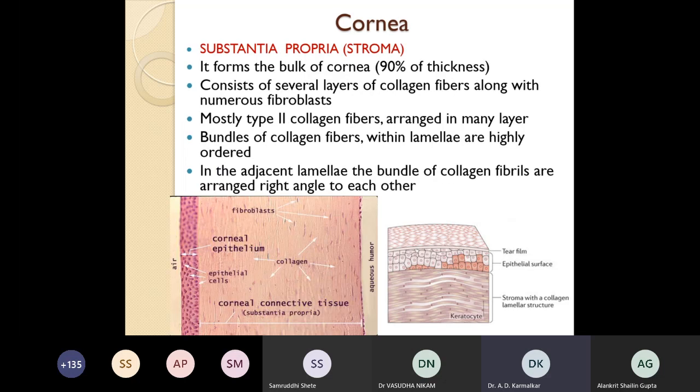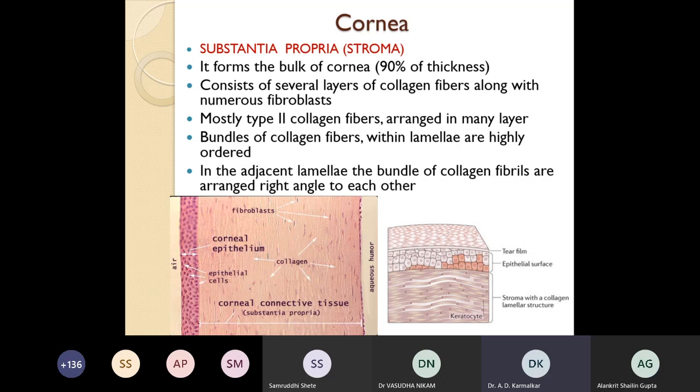Next, it is a connective tissue stroma. Now, as I said, 90% of the thickness of the cornea is the substantia propria, and it is made up of collagen fibers. These are arranged in the form of lamina, or layers. These collagen fibers are type 1 collagen fibers which are arranged in many layers.